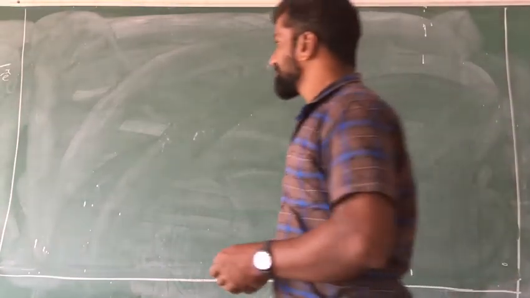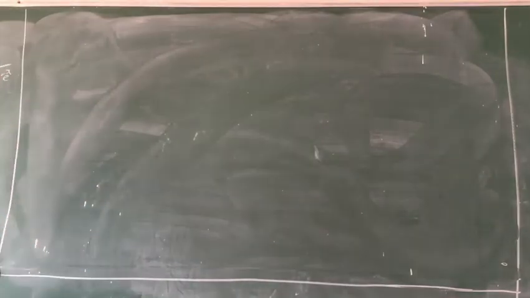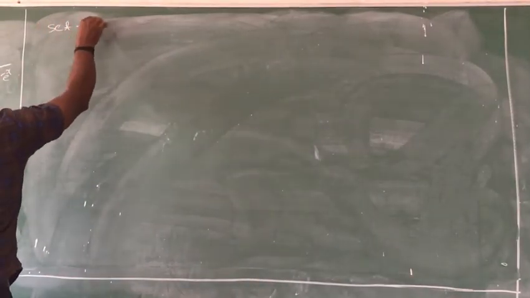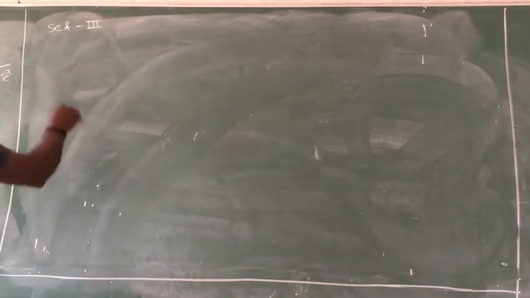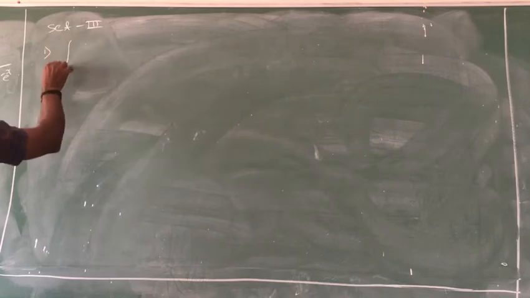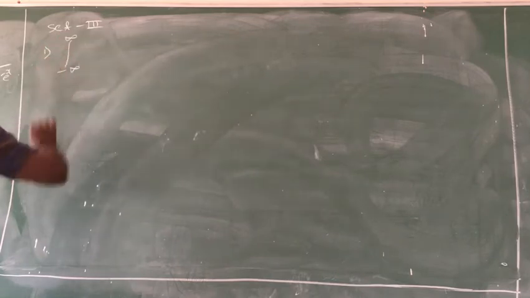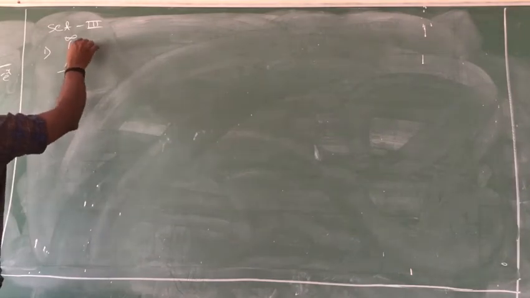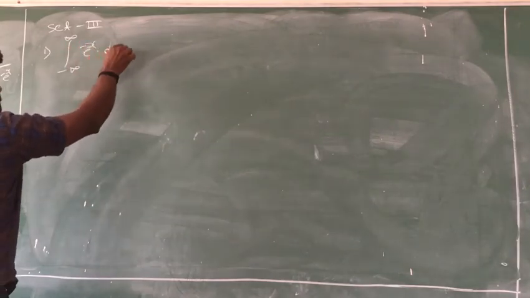Okay, next examples on improper integral set 3. Two marks here. So first example: test the convergence of the following. The integral from minus infinity to plus infinity of e raised to minus x dx.